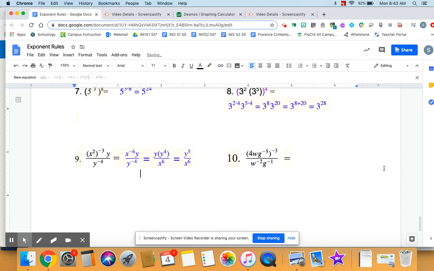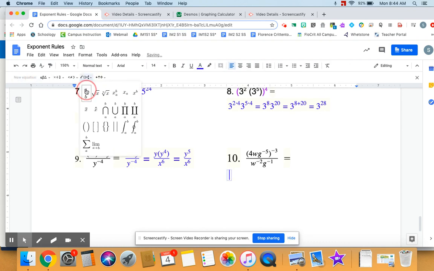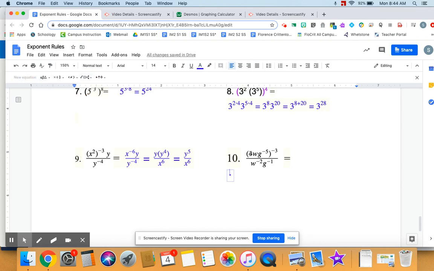So let's do this one, which is the most like the test. So to begin, I have this negative 3 on this parenthesis, and I need to put it into every single term in my parenthesis. Okay. So this 4 is its own term, and it has an invisible exponent of 1 on it, which means 4 has an exponent of 1 that needs to be multiplied to that negative 3 on the outside.